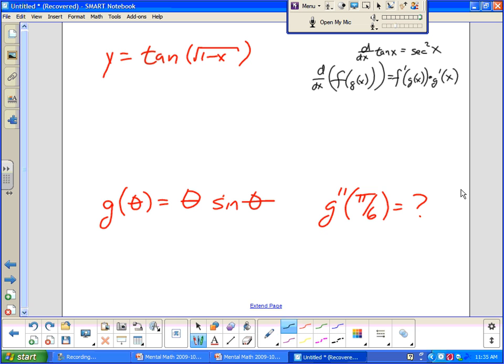So if I change colors to blue, I do not do the U substitution. I hope you've been practicing enough not to. I don't really want to write this as y equals tan u, where u equals 1 minus x to the half.